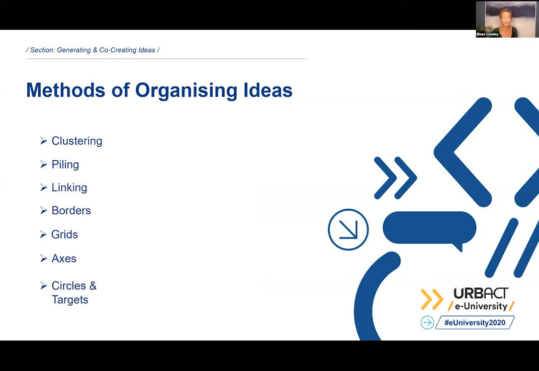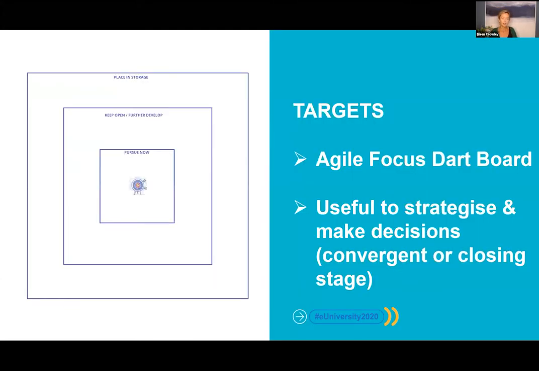So finally, we're going to look at circles and targets. The Agile Focus Dartboard is an example of an activity that uses this target method. So targets are a useful way of seeing how close you are to your goal. They help you to define which ideas you will take forward.